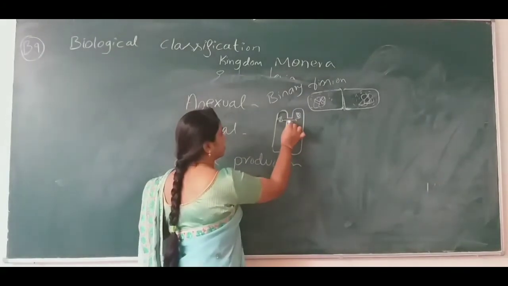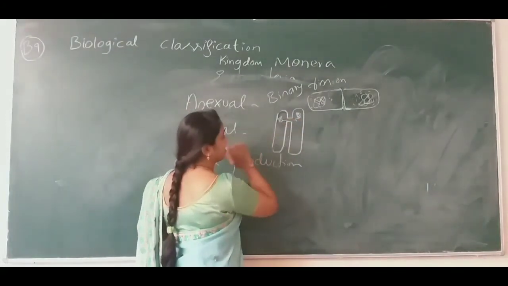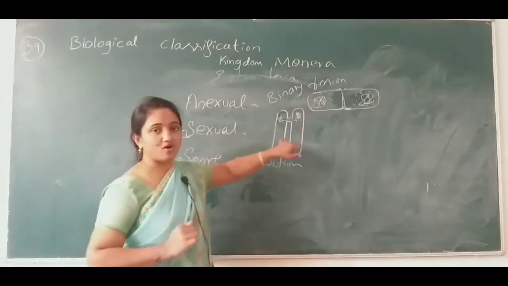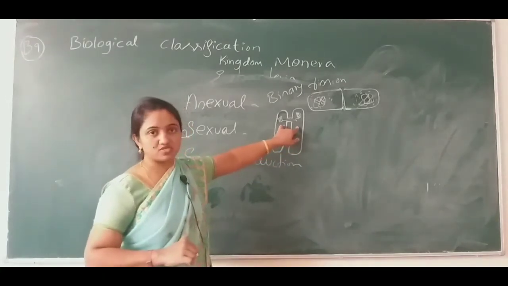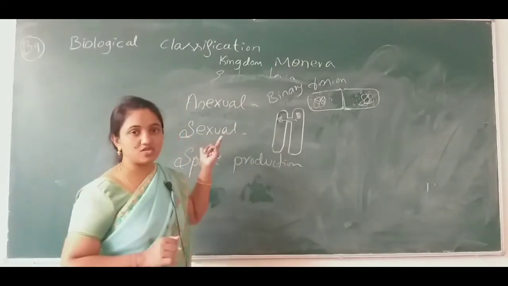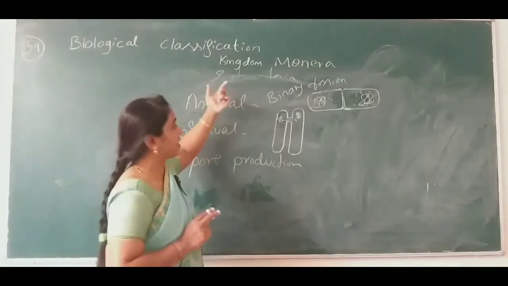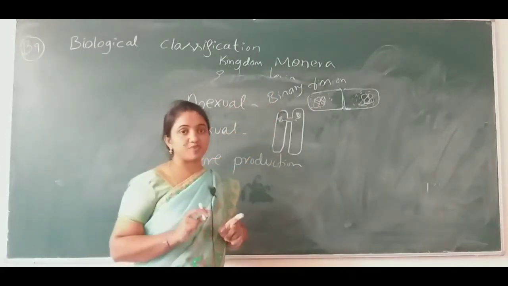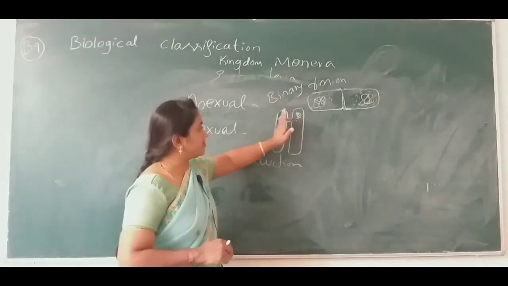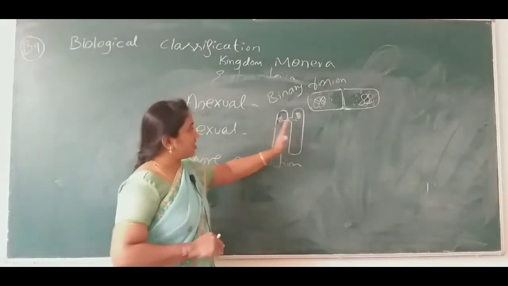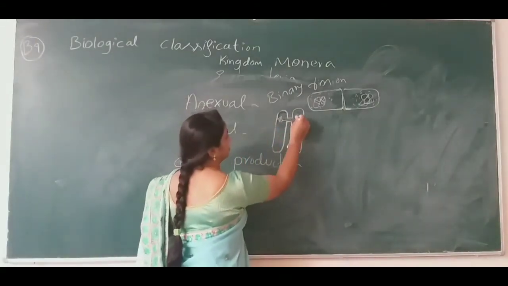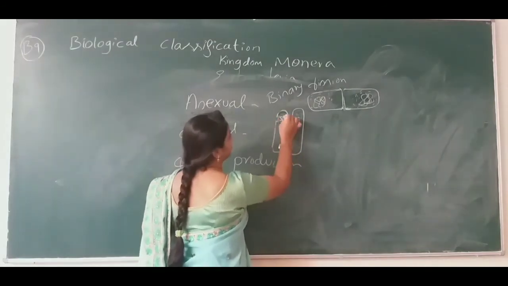One bacterium first forms a bridge between these two bacteria, if they want to transform, if they want to reproduce. This is the sexual reproduction that takes place in bacteria. So the bacteria also reproduce by means of sexual reproduction. After transferring the DNA from one bacterium to the other, one DNA will be present here, and one DNA will be present here.